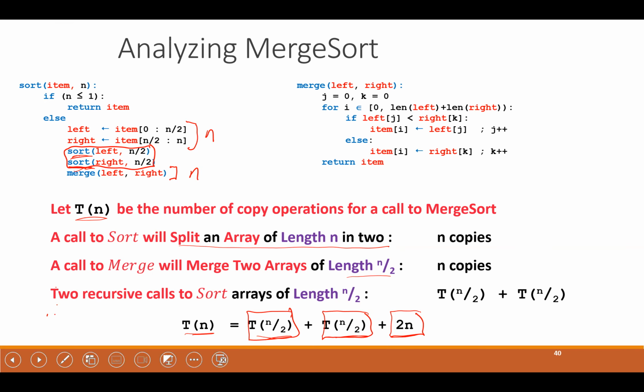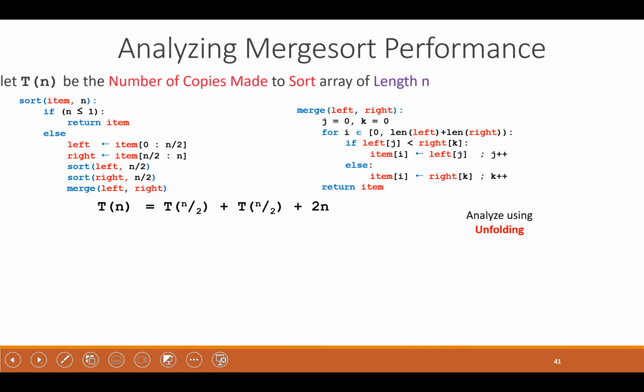My base case is 0. So yeah, I guess I didn't put that here, but of course, if my list is size 1, assuming again that n divides evenly, so we always get down to 1 and not 0, in this case, I make 0 copies. So yeah, I have my base case, recursive case. Now I want to find a closed form. I'm going to do that using unfolding.